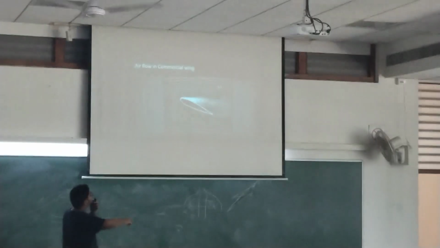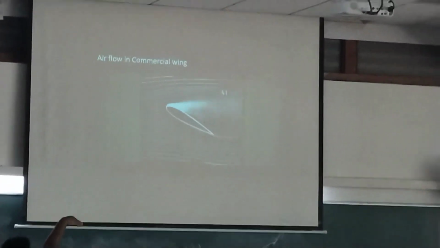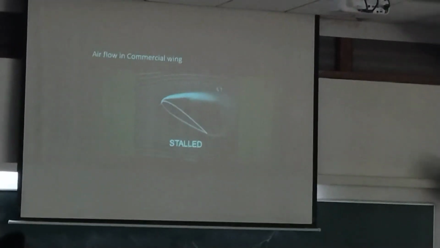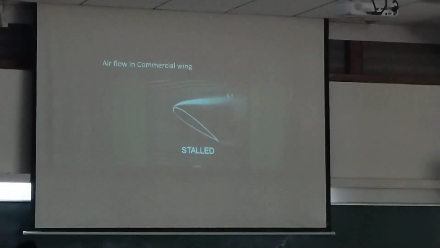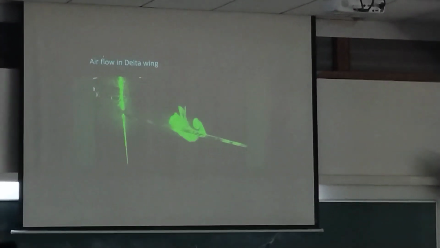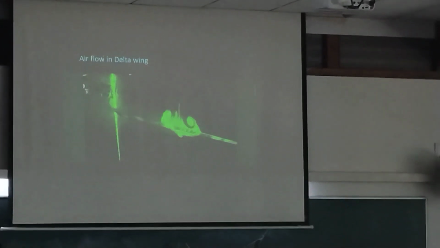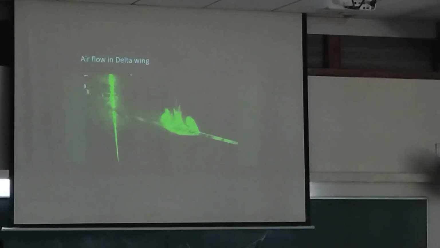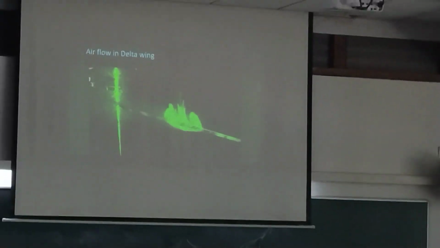So here this is a normal aeroplane wing. You can clearly see that after some time there will be no air on the top surface of the wing. This condition is known as stall. So normal planes cannot have a high angle of attack at high speed. But in a delta wing it's possible because of these two vortices. This is very useful at high speeds. That's why they use delta wings in Concorde.